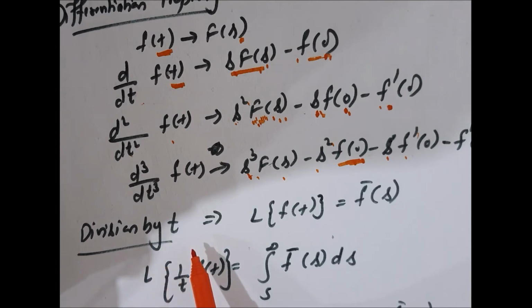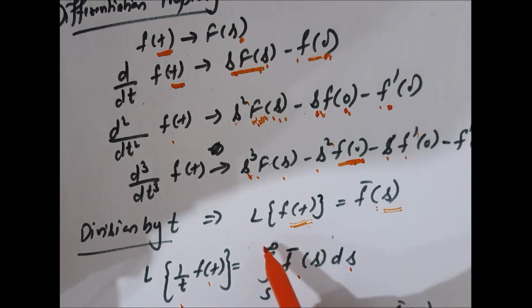Now the last property of Laplace transform. Laplace transform of f(t) is f(s). If f(t) is divided by t, then its Laplace transform would be the integration of f(s) ds from s to infinity.